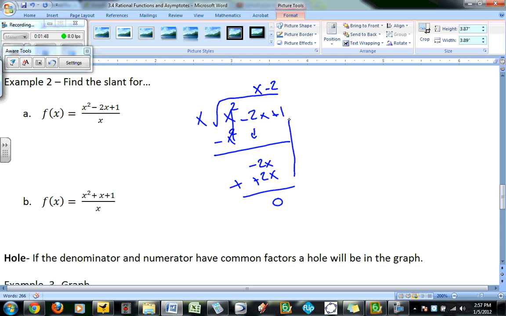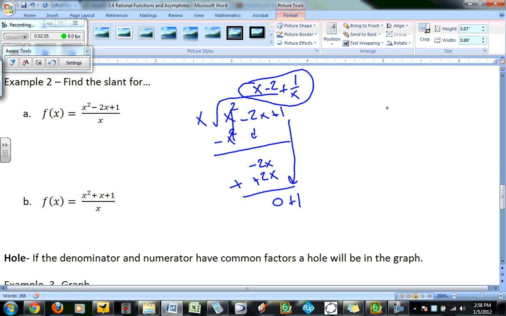And I bring down my last term, which is a positive 1. Well, I can't multiply x by anything in order for it to be a positive 1, so it's actually going to have a remainder of plus 1 all over x. That is going to be the equation of your slant asymptote right there.